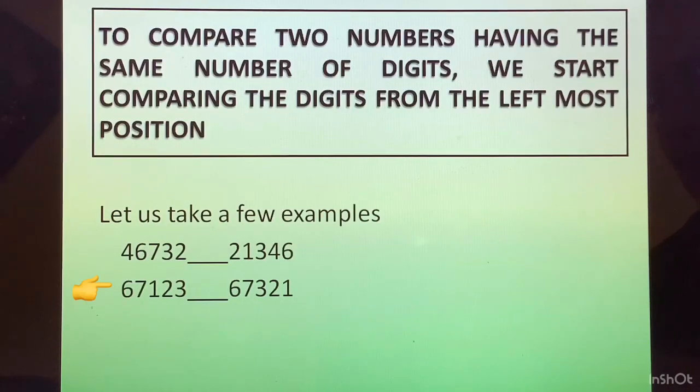The second example, 67123 and 67321. Here if we take the leftmost digit, it is 6 in both cases. So we will take the next digit, which is 7. Again the same digit. So we go to the next digit. Now here we have 1 in one number and 3 in the other. So 3 is greater, that means the number on the right, that is 67321, is greater. And we will write the symbols like this.